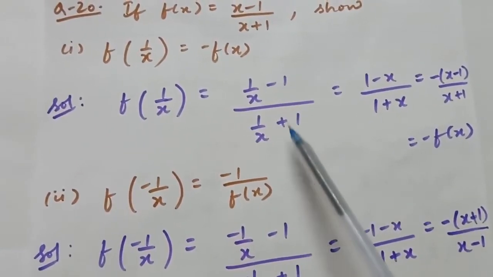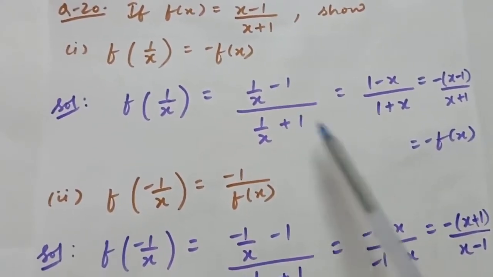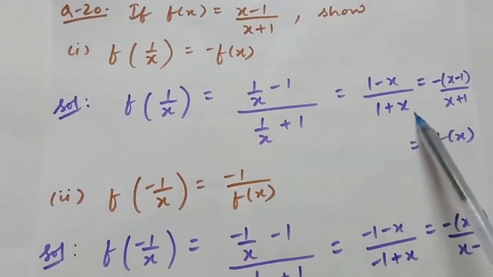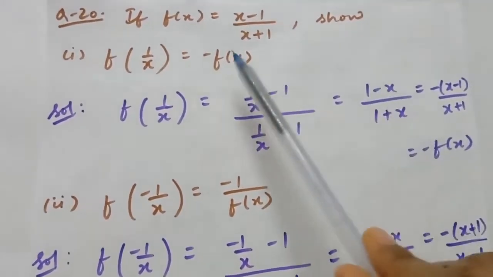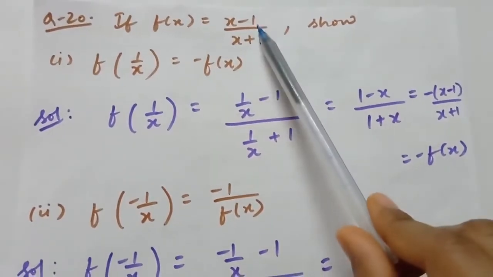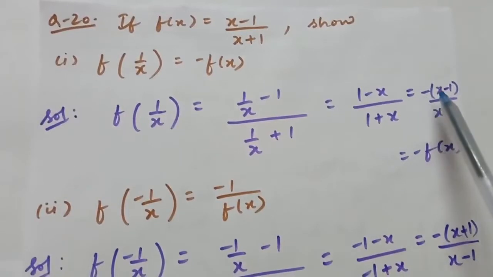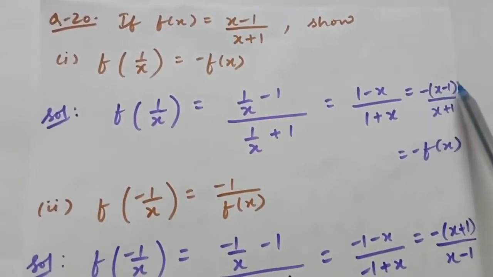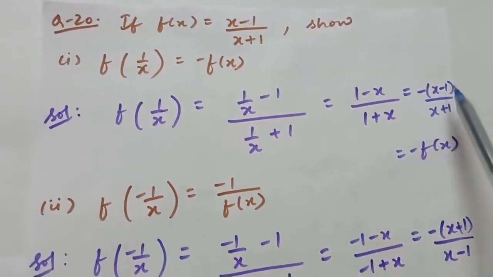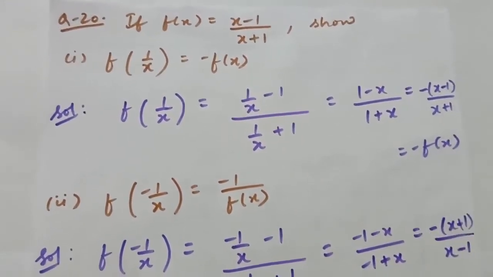But here also when you take LCM, you will get x upon... so cancel those x. And here the LCM will be 1 plus x. Now because we want to show it equal to minus of fx, fx is x minus 1. This is 1 minus x. So take out minus common. So you will get minus common in the bracket, x minus 1 upon x plus 1. Now this is minus of fx only. Clear?